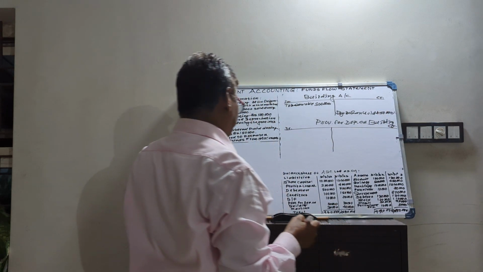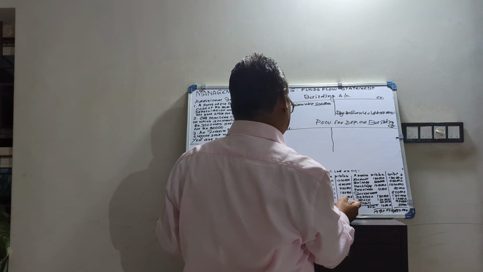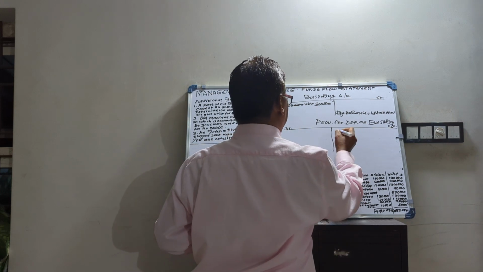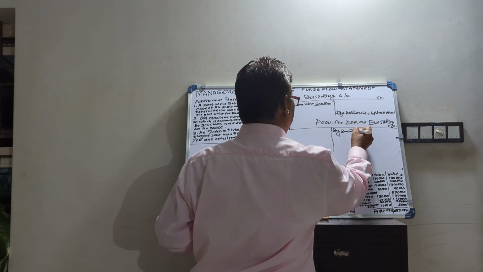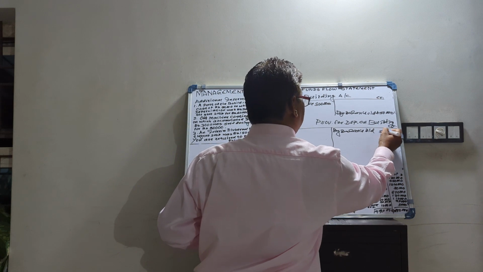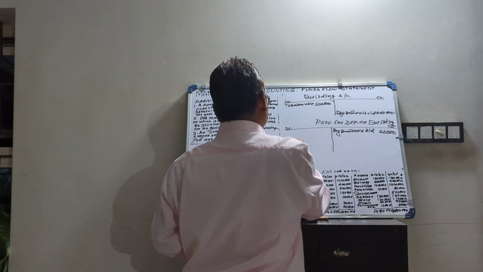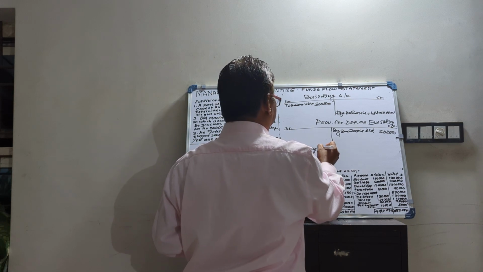Then provision for depreciation of building, it is 50,000 at the beginning and at the end it is 70,000. So it is a liability, it is on the credit side, so by balance brought down. The opening we have written, that is 50,000, here the closing we will write to balance carried down, that is 70,000.